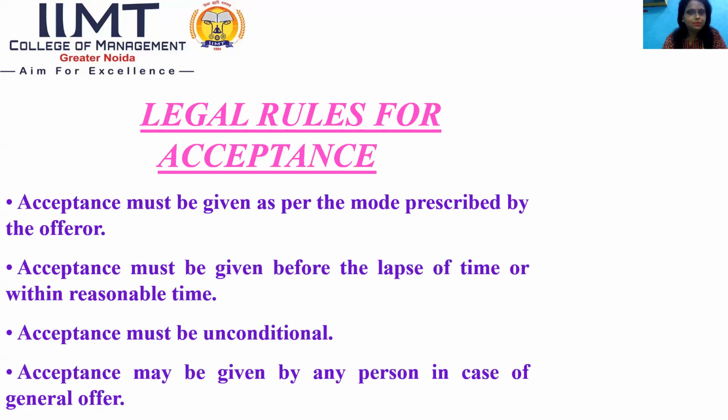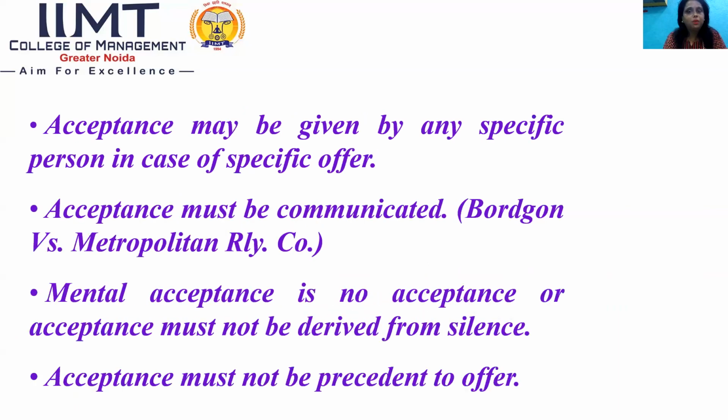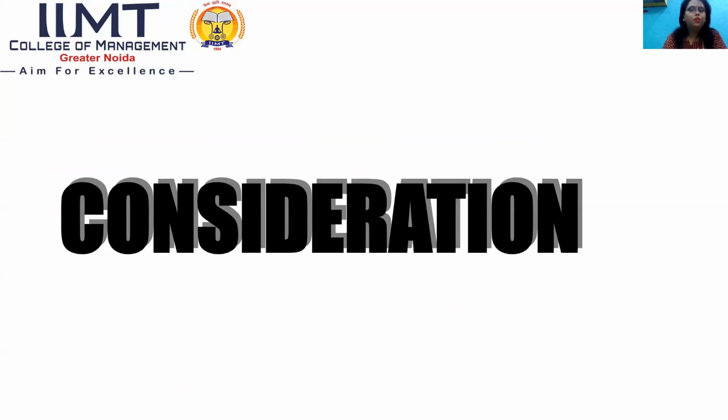There are some legal rules for acceptance. First, acceptance must be given as per the mode prescribed by the offerer. Acceptance must be given before the lapse of time or within a reasonable time. Acceptance must be unconditional. Acceptance may be given by any person in case of a general offer. Acceptance may be given by the specific person in case of a specific offer. Acceptance must be communicated. Mental acceptance is no acceptance, and acceptance must not be derived from silence. Acceptance must not be precedent to the offer. These are the general rules for acceptance.